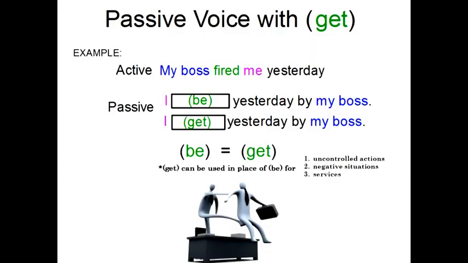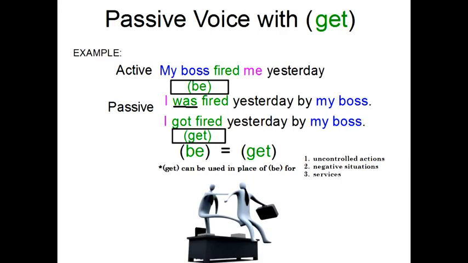Now, let's take a look at a different type of passive voice. A passive voice with get. So if we remember my example in the active voice, my boss fired me yesterday, okay? I can say that in the passive voice using be, if we remember. I'd say, I was fired yesterday by my boss. And I'm using the verb be. In this case, it's the past tense, was. But I can also use the verb get. So just like I use the verb be, I can use the verb get. And I can say, I got fired yesterday by my boss. So when I use get, it's the same as using be.